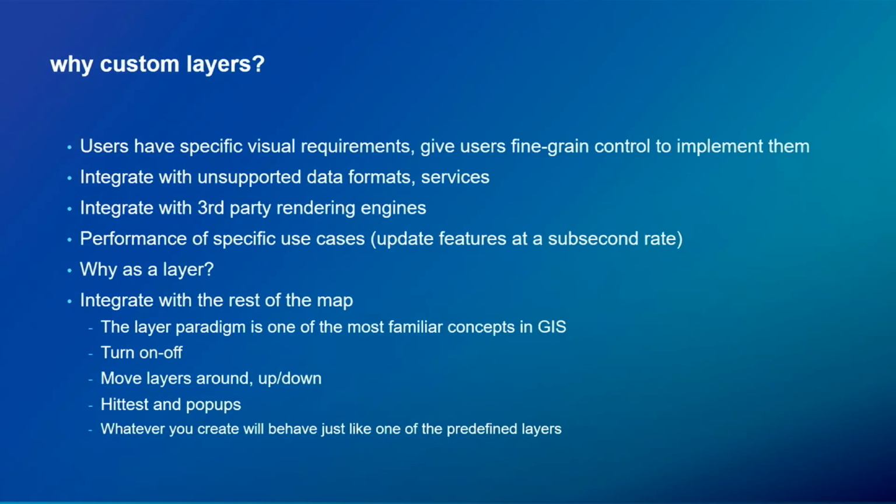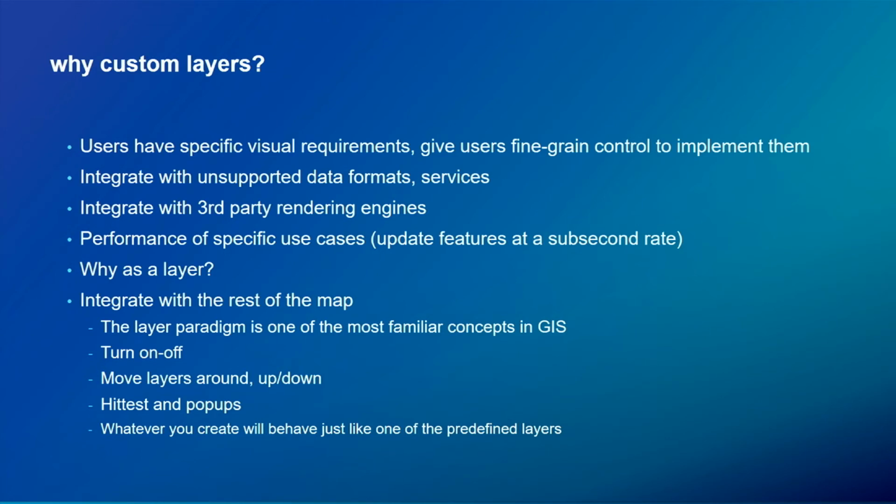So the question: why custom layers? The JavaScript API is very rich in capabilities, but sometimes there are cases where the developer cannot meet their requirements, and therefore we need to resort to implementing a custom layer. This could be for many reasons. One is that there needs to be very tight control over the implementation. There could be specific performance requirements like sub-second or sometimes even faster update frequency. It could be integration with third-party rendering engines. And it could be some other data format that is simply not supported by the out-of-the-box API.